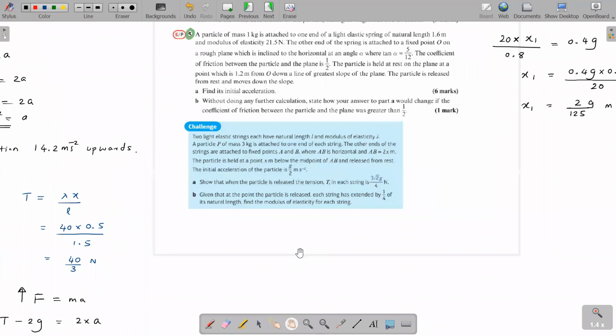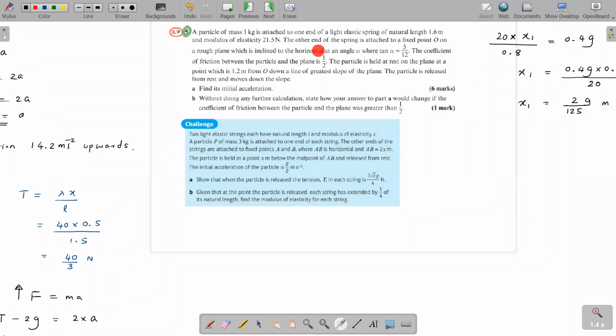Question number 5. A particle of mass 1 kilogram is attached to one end of a light elastic spring of natural length 1.6 meters and modulus of elasticity 21.5. Let me write down all the information. Natural length is 1.6 meters. Lambda is 21.5.